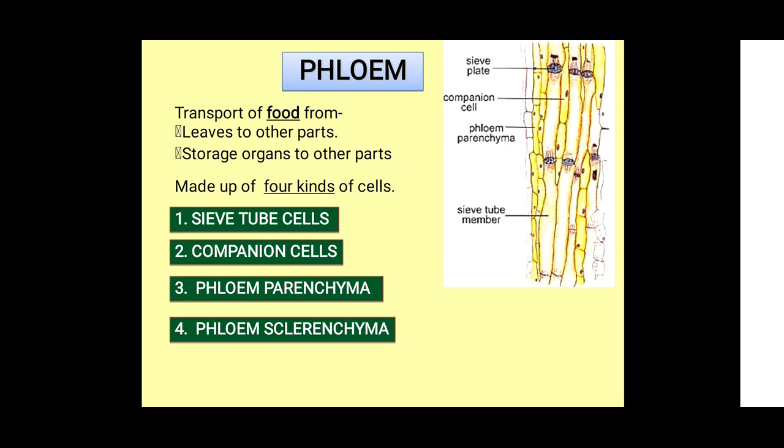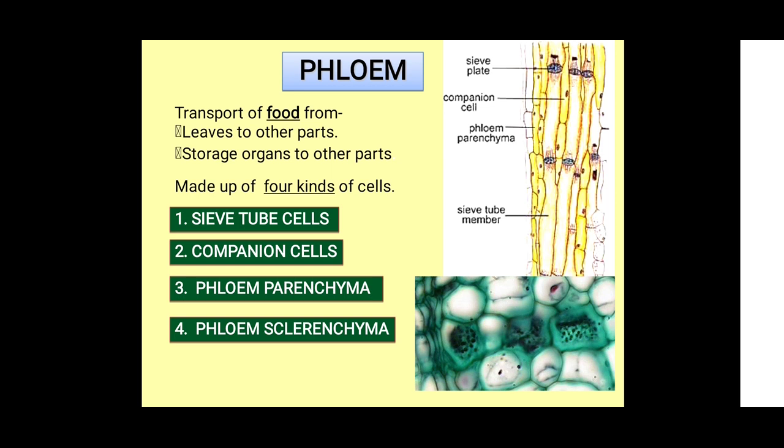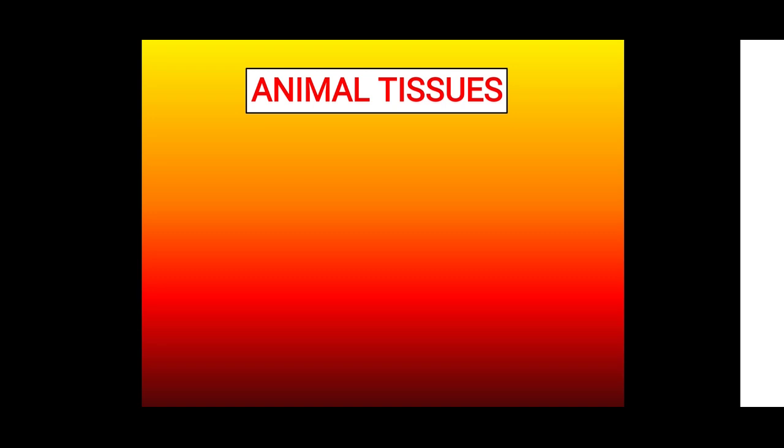Here is how it looks under the microscope. You can see the sieve tube cells, they are also dead cells, and they have got at the cross walls these sieve plates, which you can see very clearly in this transfer section. This, it looks like chalni. So from here the name sieve tube cell arises. And then the companion cells you can see with the nucleus.